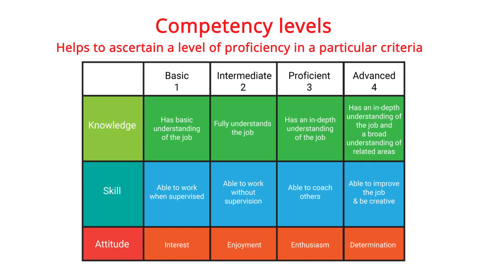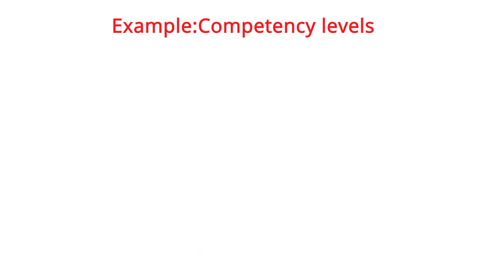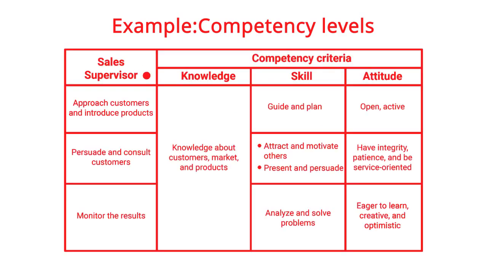So again, the number of levels in each competency dimension depends on the company, and you will determine these competency levels according to the position that you are advertising, the position in the company. Let's look at an example of a competency analysis. For the sales supervisor, the criteria we're looking at is 1, approach customers and introduce products. The second one is to be able to persuade and consult with customers. And lastly, to monitor the results.